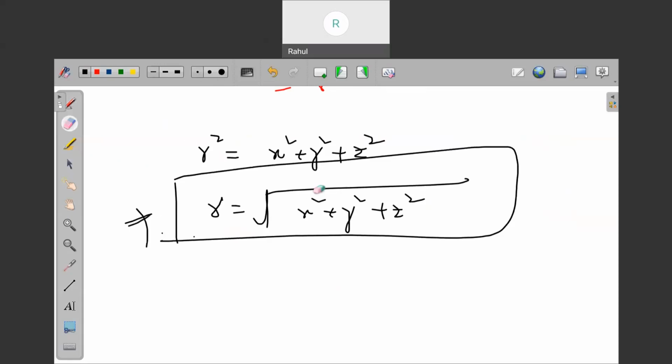Please keep this in mind. They are squares, please. Because I'm speaking as well as writing. So this is the conversion. This is the relation between x, y, z, and r. Please keep this in mind.